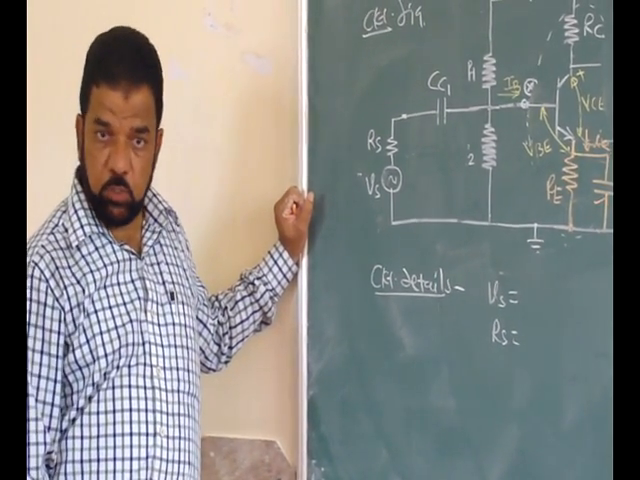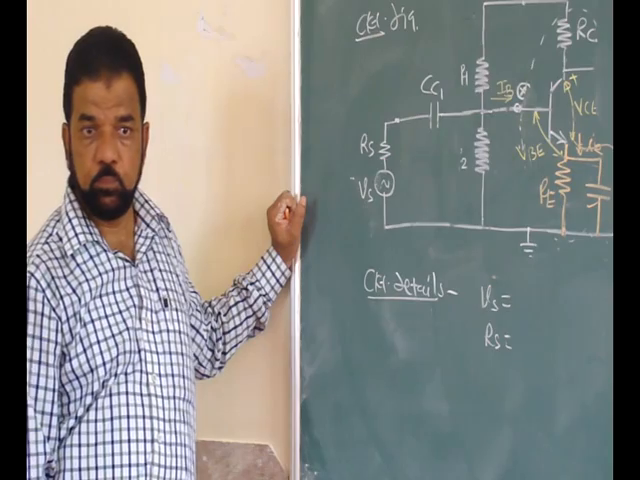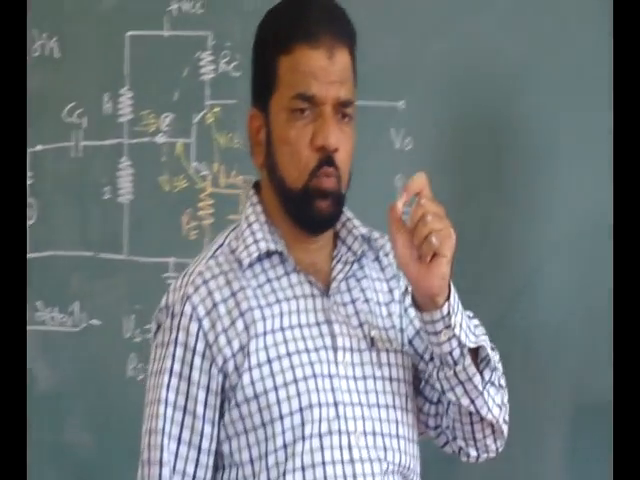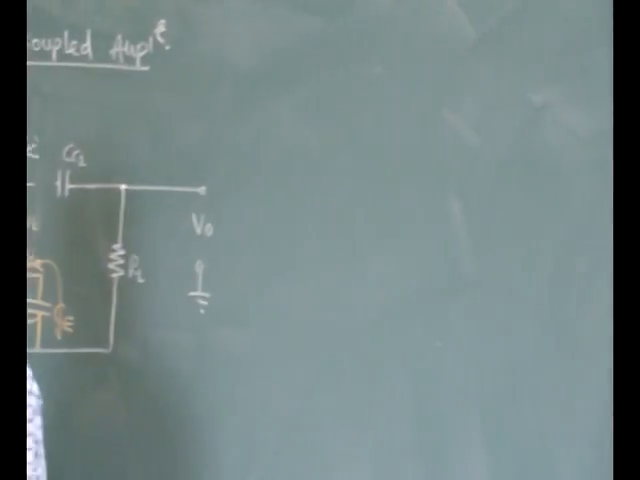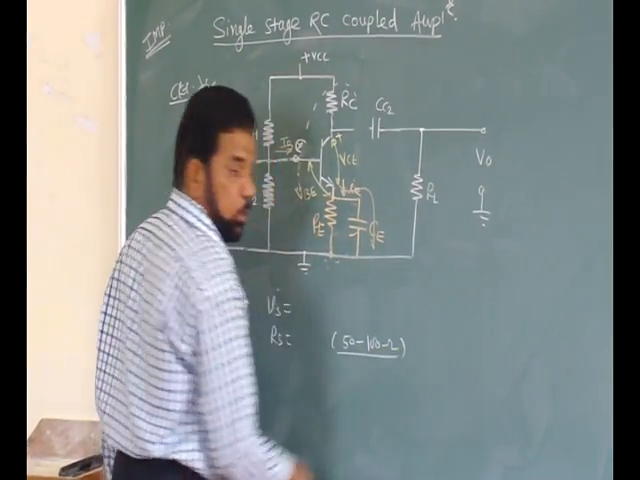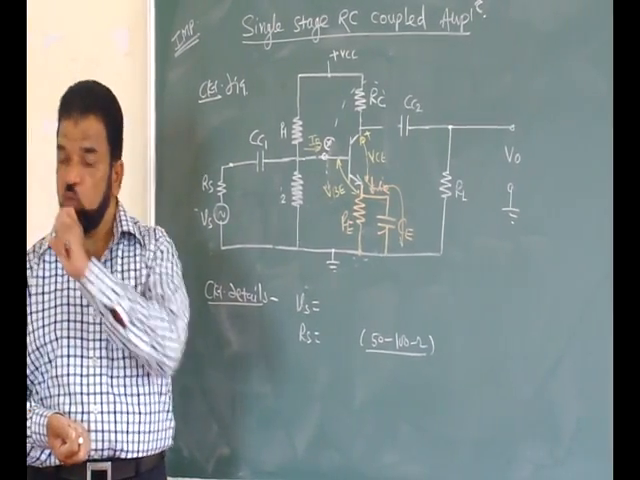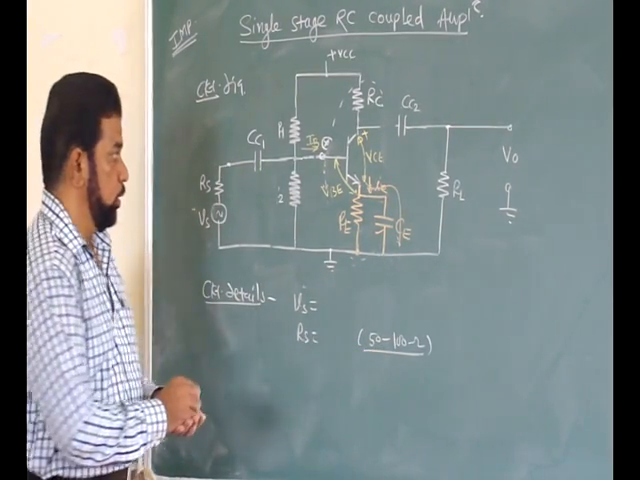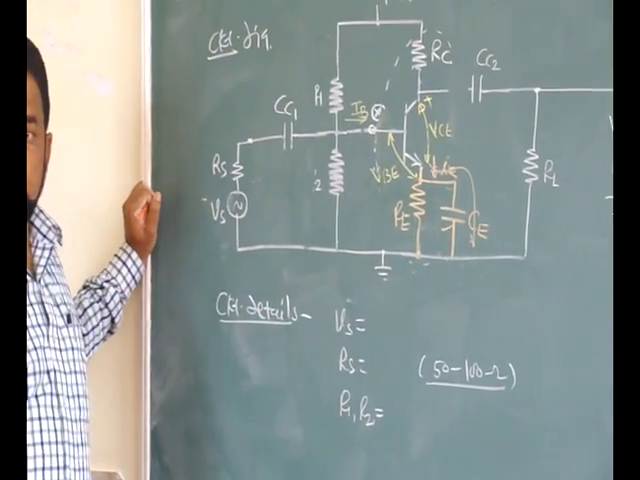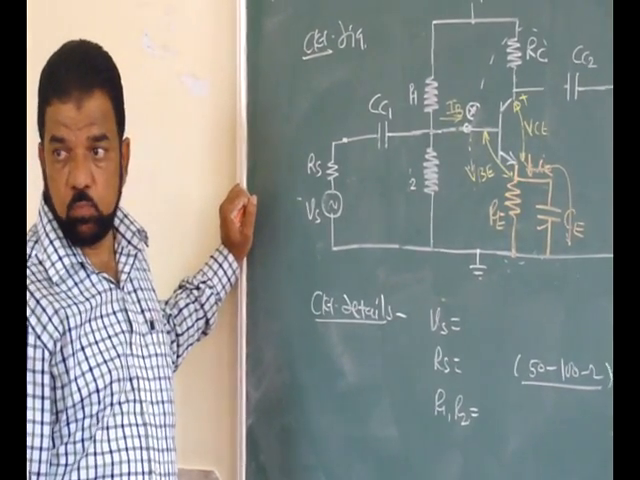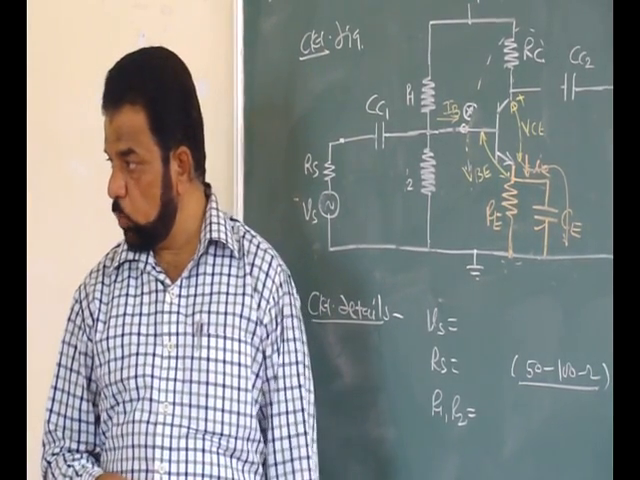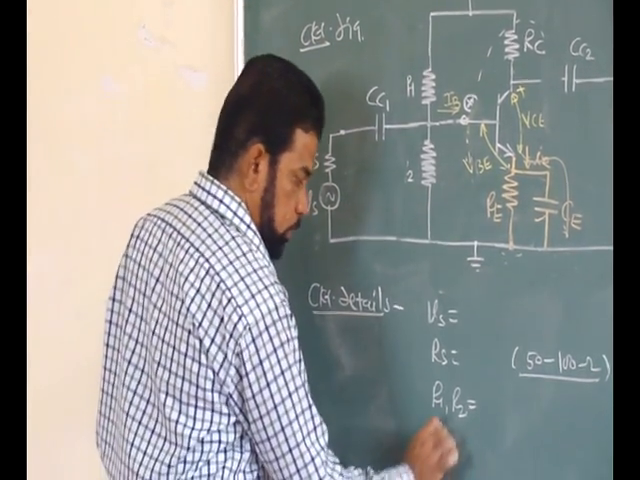Rs is the internal resistance of the source. Now if its value is not given, you can assume this value in the range of few ohms. If the value is not given, you can take that range 50 to 100. Now what about R1, R2? These are the voltage divider biasing resistors.